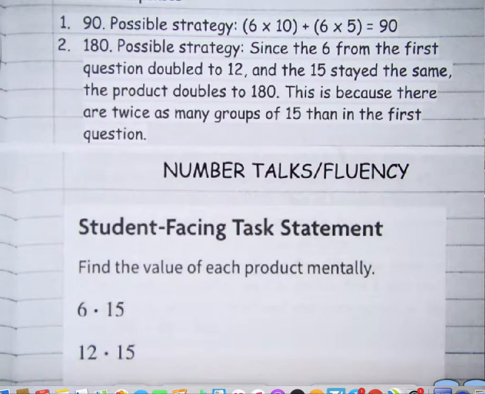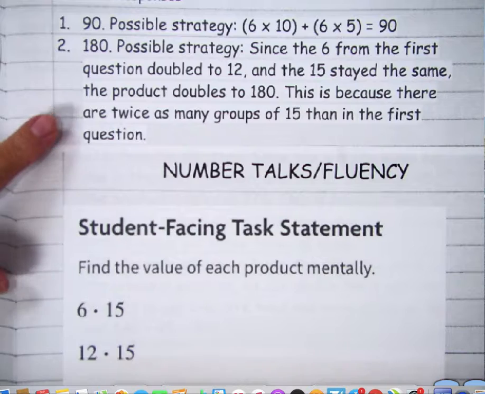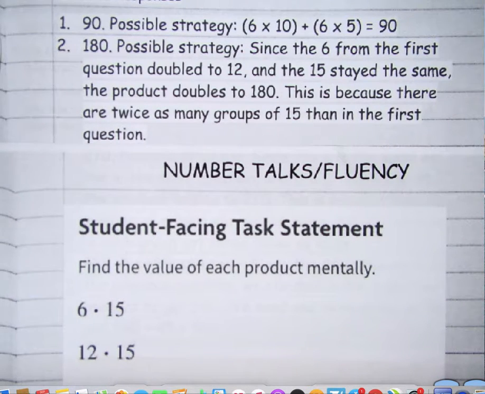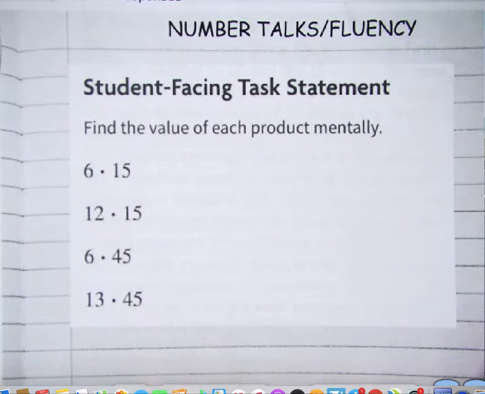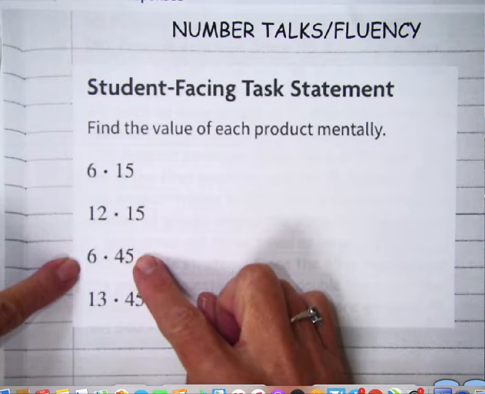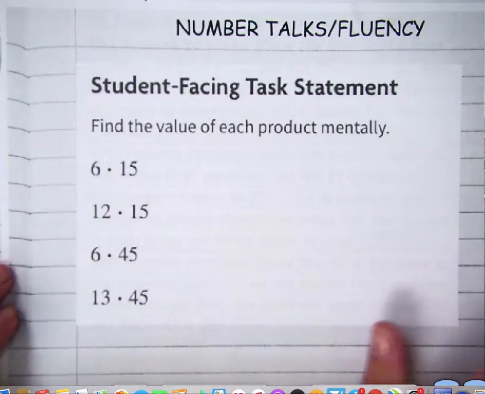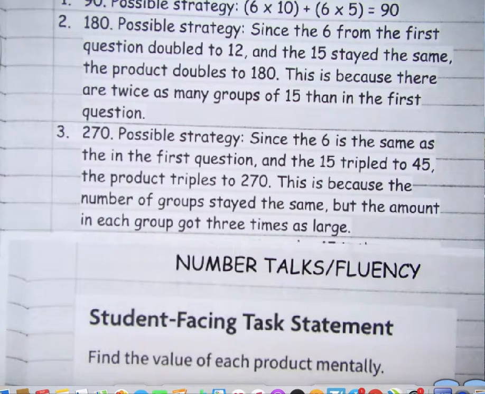Well, if I recognize that 12 is 6 times 2, isn't my answer going to be times 2? Since the 6 from the first question doubled to 12, the 15 stayed the same, the product doubles. This is because there are twice as many groups of 15 than in the first question. Okay? So then the next question is 6 times 45. Well, I go back to my original 6, but what's the relationship between 15 and 45? It's triple, isn't it? Or times 3. So 270. 9 times 3 is 27. 90 times 3 is 270.